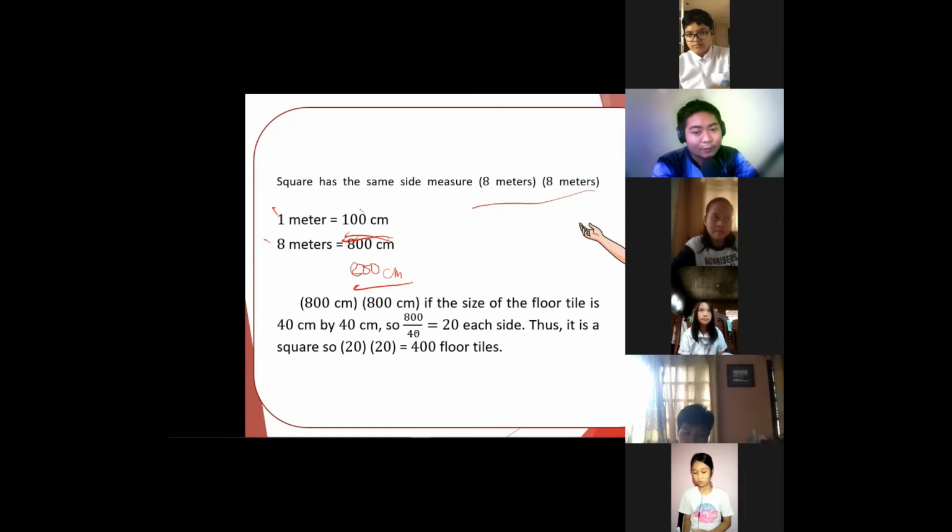For one tile, it is 40 by 40. The floor he will cover is 800 by 800. Therefore, we need to divide so that we can know the number of tiles that Mr. Cruz will be using. So 800 divided by 40 would be 20. So each side needs 20 tiles. Since it is a square, 20 times 20 would be 400. 400 floor tiles.